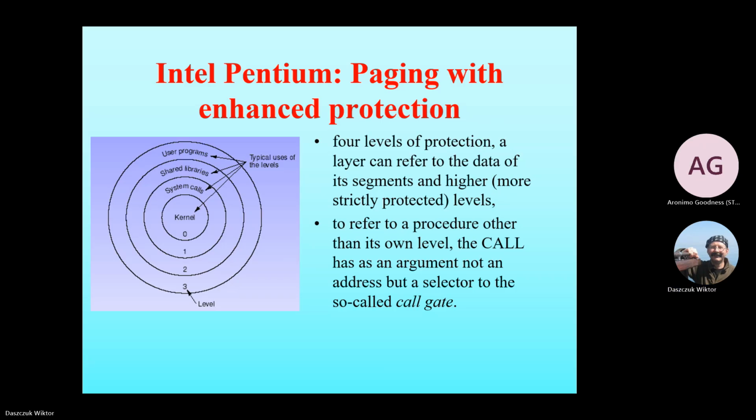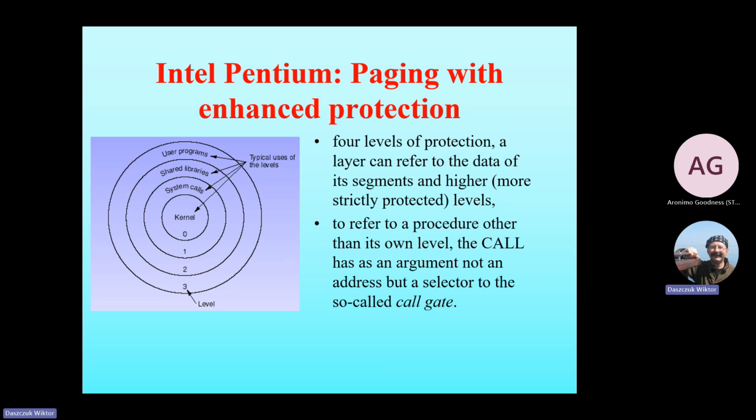This has nothing to do with paging. It's a separate topic. It is construction of protection levels in Intel. Intel designed the protection not in 2 levels. Typically, it's 2 levels in other processors: system mode and user mode. From system mode, we can access everything. For user mode, only what is assigned to the program.